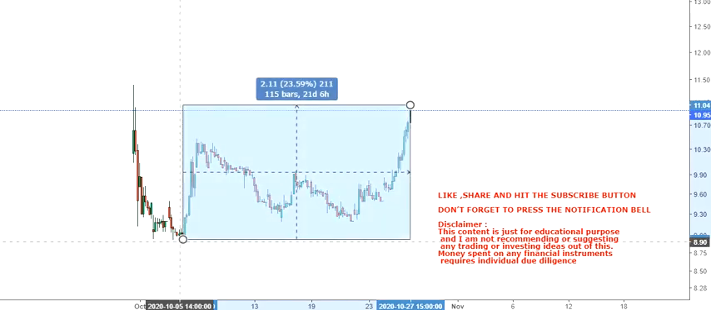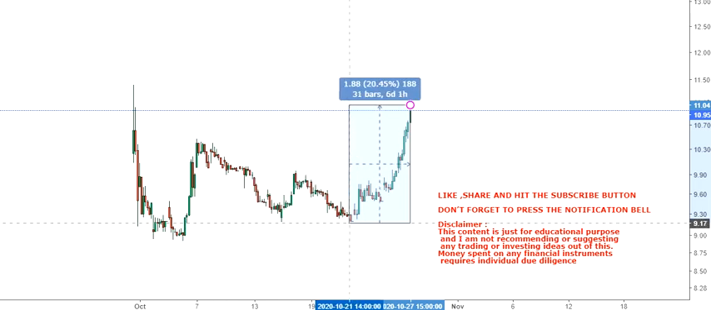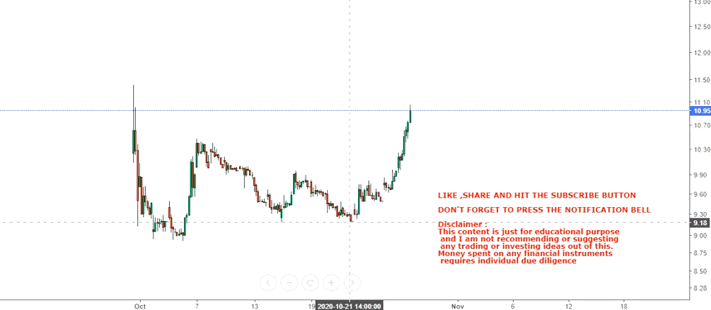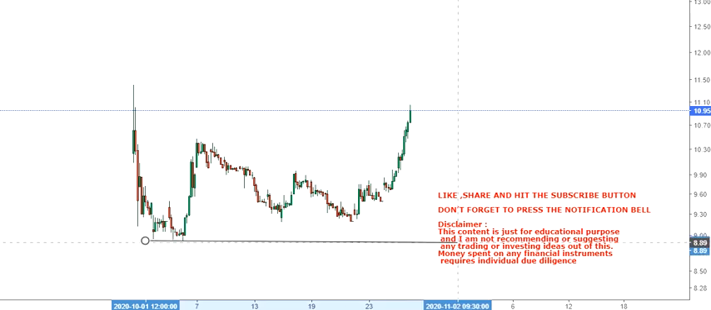In 21 days, it has already moved 23%, and if you look at the 6-day trading session, it has moved by 20%. But what has happened in between is that it is probably moving towards its short-term resistance. We can call it short term because of the trend.